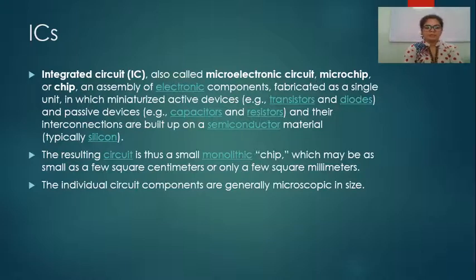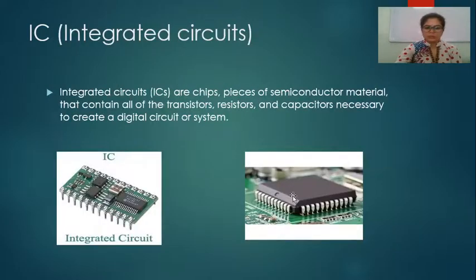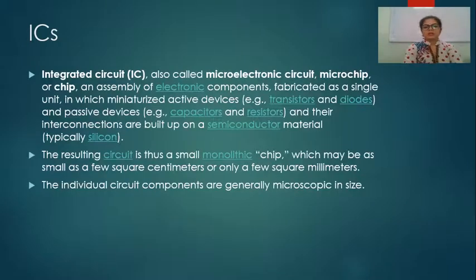So chips are mainly made of silicon material. So the resulting circuit is thus a small monolithic chip. Look at this diagram. This is a small monolithic chip that we can see in different electronic and electrical devices, and which may be as small as a few square centimeters or only a few square millimeters.